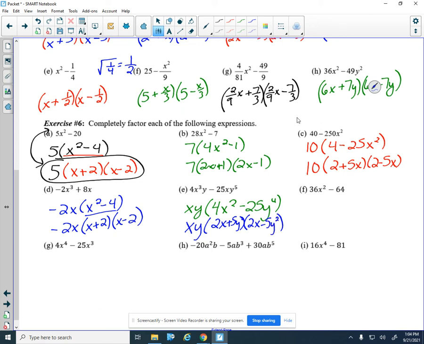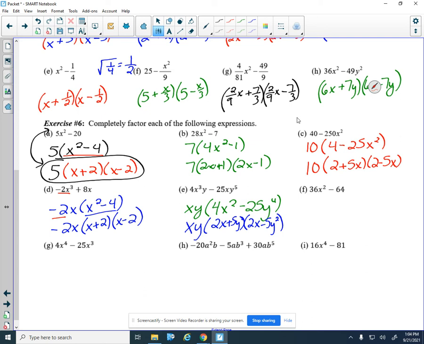I just want to go back to the last one. I should have mentioned this. Whenever my first term is negative, to make factoring easier, I always try to take out a negative number so that first term becomes positive. It just makes your factoring a little more recognizable in terms of looking for patterns.